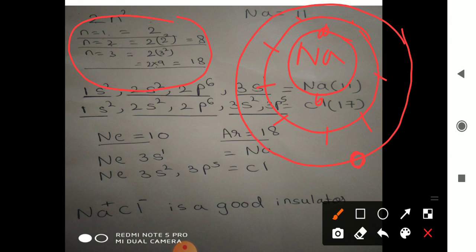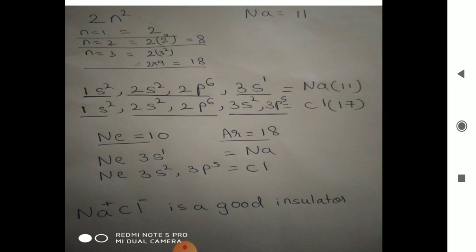Similarly, we follow the same rule for chlorine also. But as per the octet rule, an atom is going to be stable only when the outermost orbit has 8 electrons. So as per that rule, one extra electron is present in the case of sodium, and chlorine needs 1 electron to form 8 in the outermost shell, and that is how NaCl is formed. This is the electronic configuration.